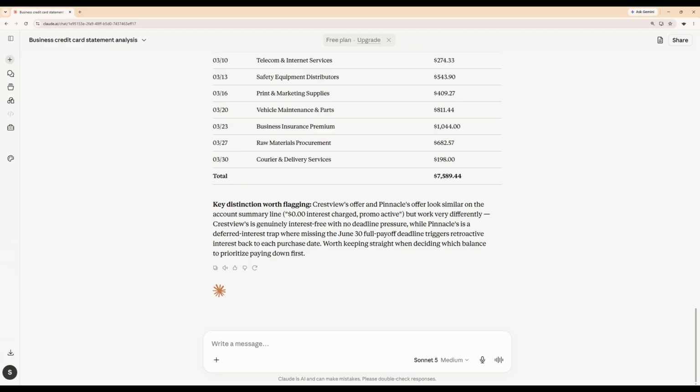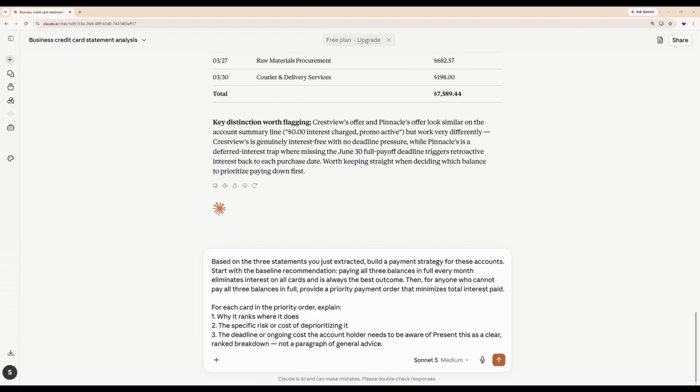That's prompt 2. We're going to ask Claude to tell us exactly how to pay these, starting with the recommendation that works best for everyone, and then a priority order for anyone who can't pay everything at once. Here's what we're sending. Based on the 3 statements you just extracted, build a payment strategy for these accounts. Start with the baseline recommendation. Paying all 3 balances in full every month eliminates interest on all cards and is always the best outcome.